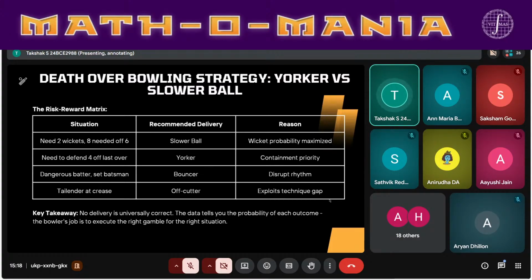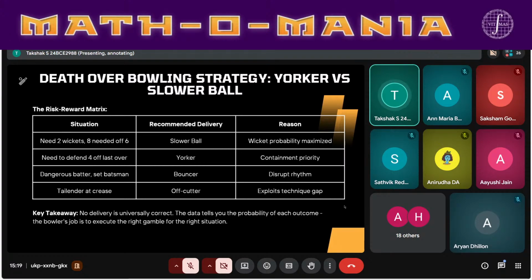Of course, the bouncer. Why? Because it disrupts his rhythm, forces him out of his natural hitting arc, and changes the length, pace and trajectory he has been calibrated to for the last 14 overs. A bouncer does not necessarily take a wicket, but it can break concentration, induce a top edge, or simply reset the batter's mental state.